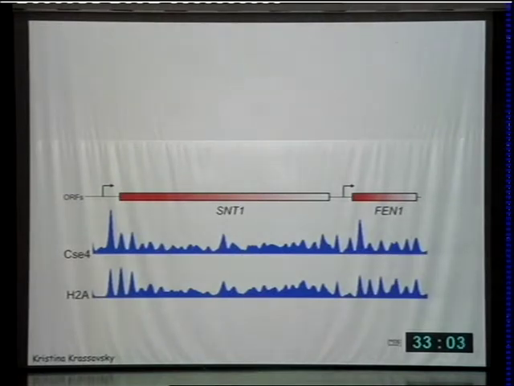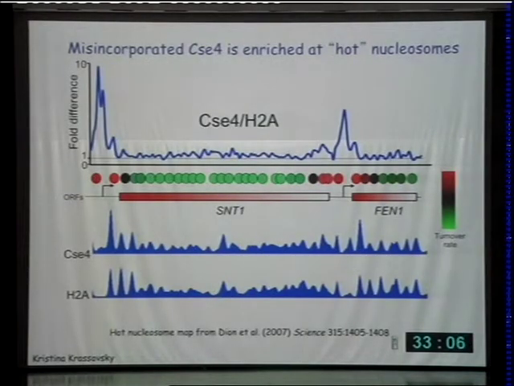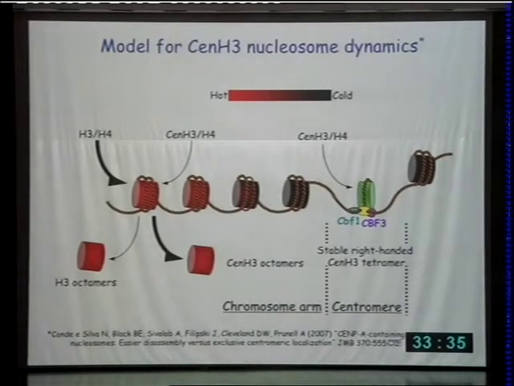Although it's interesting, this comes from a paper from Oliver Rando, where he measured nucleosome turnover. So we're back to turnover. And what we see is that if we divide CSE4 by H2A profiles, promoters, where they show high turnover, also show a small abundance of CSE4. It's going in everywhere, but it particularly likes to go in here. And I think that inspires the following kind of model for what's going on.